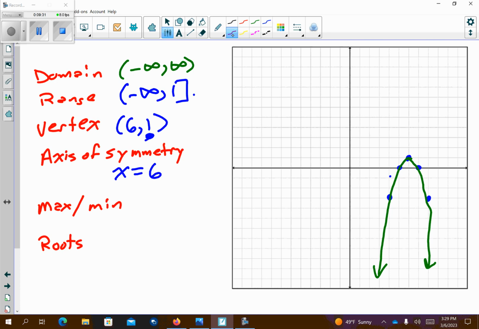Do we have a max or a min? I have a maximum value. My vertex is at the highest point. My maximum value is the y value, so it happens at 1. And it appears I do have roots, so that is 1, 2, 3, 4, 5 comma 0, and also 7 comma 0 are my two roots.